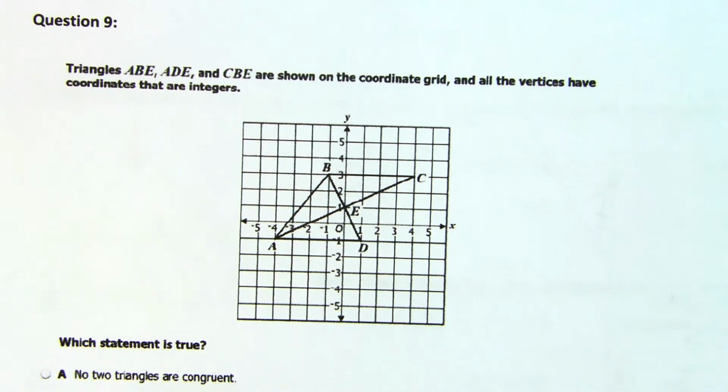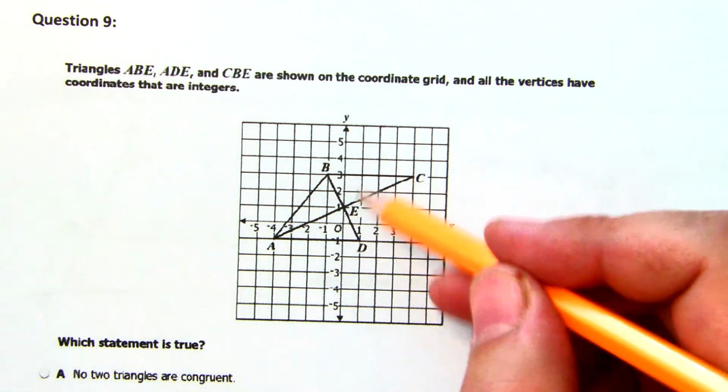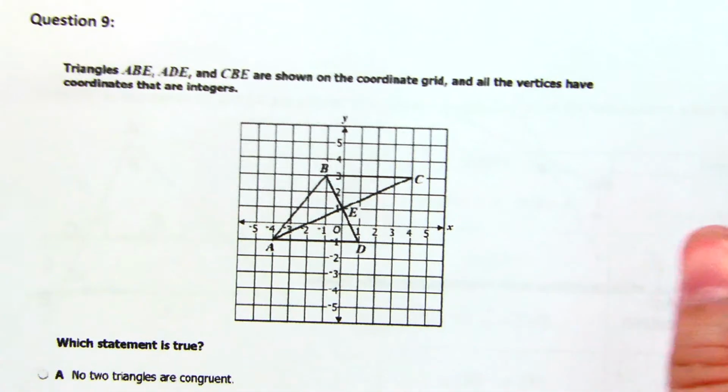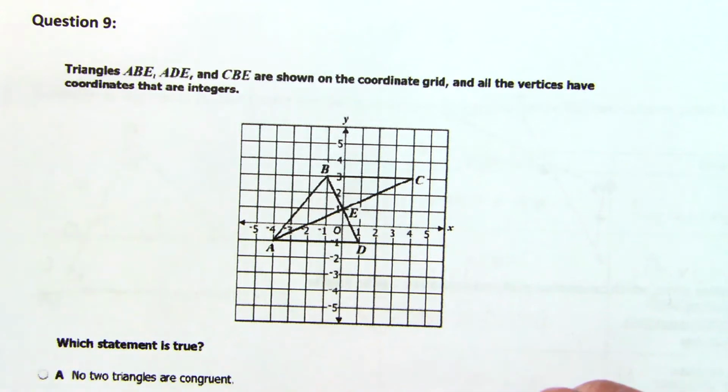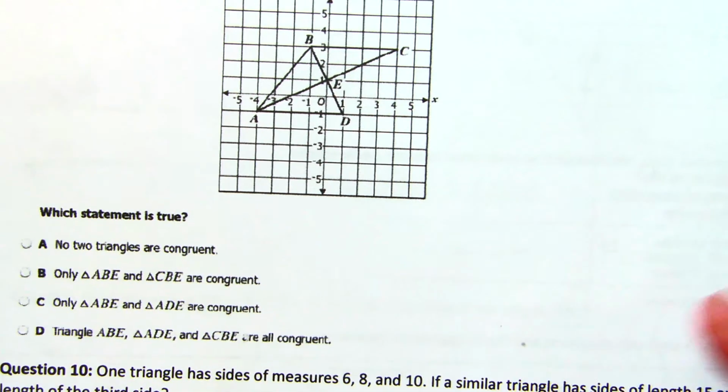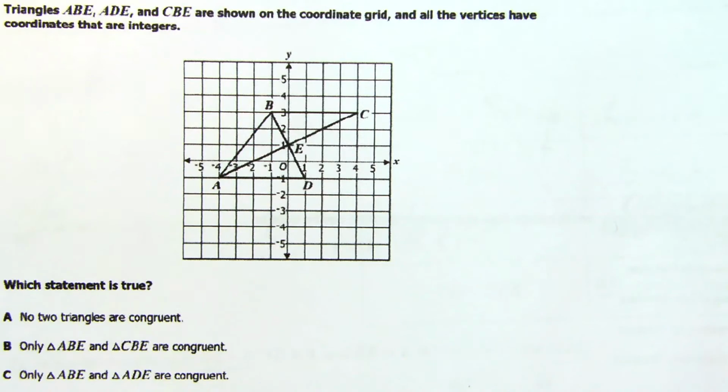Question 10. All right. Triangles ABE, ADE, and CBE are shown on the coordinate grid, and all vertices have coordinates that are integers. Okay, so here's my thing here. Which statement is true? Our statements are all about which triangles are congruent. So what we're trying to figure out is what triangles are congruent.